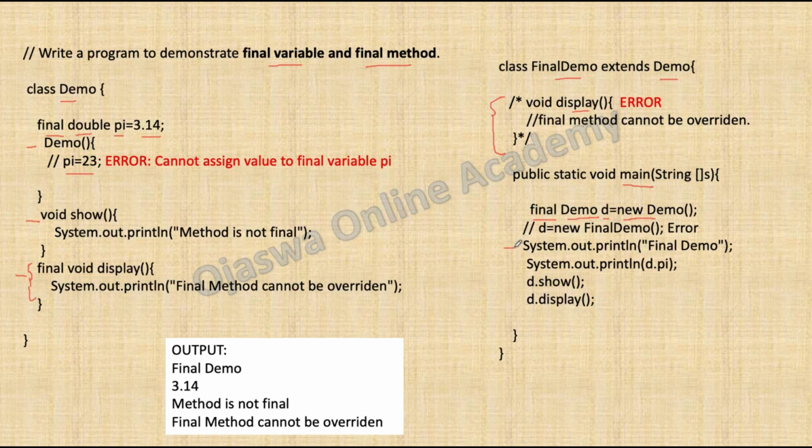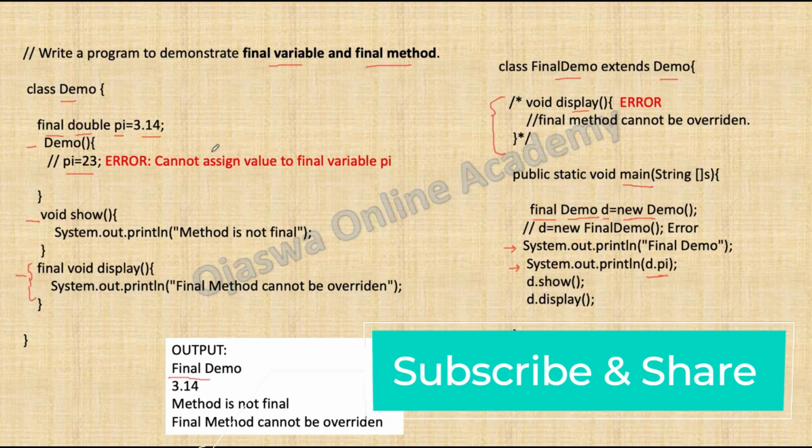Now the next statement, we are printing the text final demo. This will be printed to the console. Then System.out.println, we are invoking the final variable pi on object D. It is not a static variable, hence we need to invoke the variable using an object. So d.pi, the value of instance variable pi will be retrieved from object D and it will be printed.